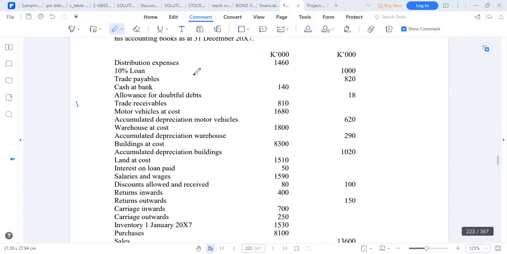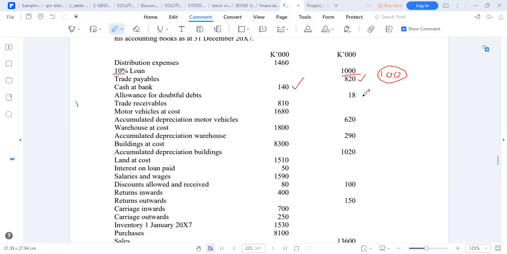We have distribution expenses. We have a 10% loan. If you have a 10% loan, and this is 1,000, it means the interest payable on this loan is what? 10%, which is 100. So if in the adjustments you only paid 50 kwacha of this, the other 50 kwacha will be treated as an accrual. If you paid the whole 100 kwacha, then there are no expenses owing. Trade payables are creditors, they're always on the credit side. Cash at bank is a current asset, all assets have a debit balance.